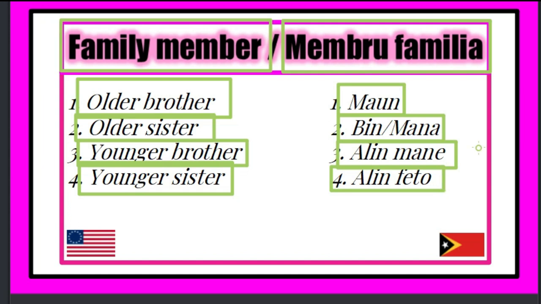You don't have to worry about saying alin mane, alin feto. It's just fine. Except if you're going to use it in a sentence, or if the person is your biological sister or biological brother, you can use alin mane, alin feto. But if the person is just someone younger than you, you can just say alin. If you don't say alin, it's also fine. It's just the way you want to make the person feel close to you. But if not, it's just fine. You can say just the person's name. Now, I want you guys to read it again. Older brother, mom. Older sister, bin or mana. Younger brother, alin mane. Younger sister, alin feto. Okay, guys. Let's move to next slide.